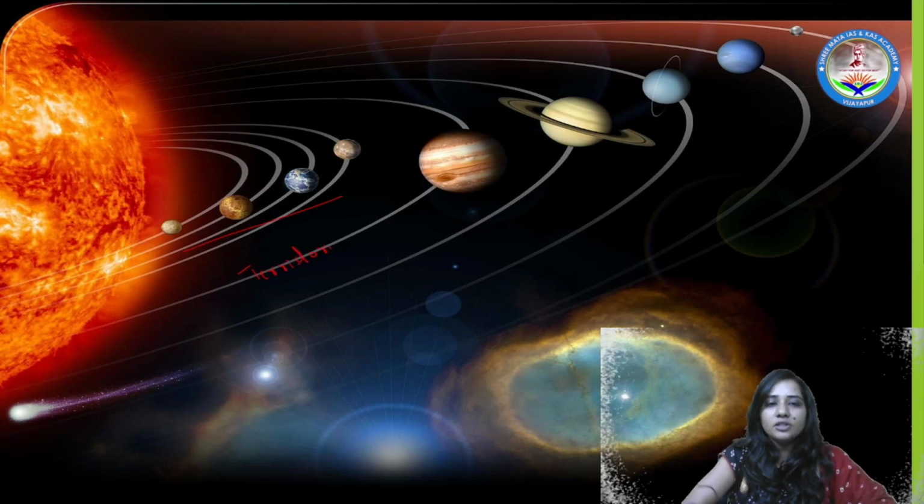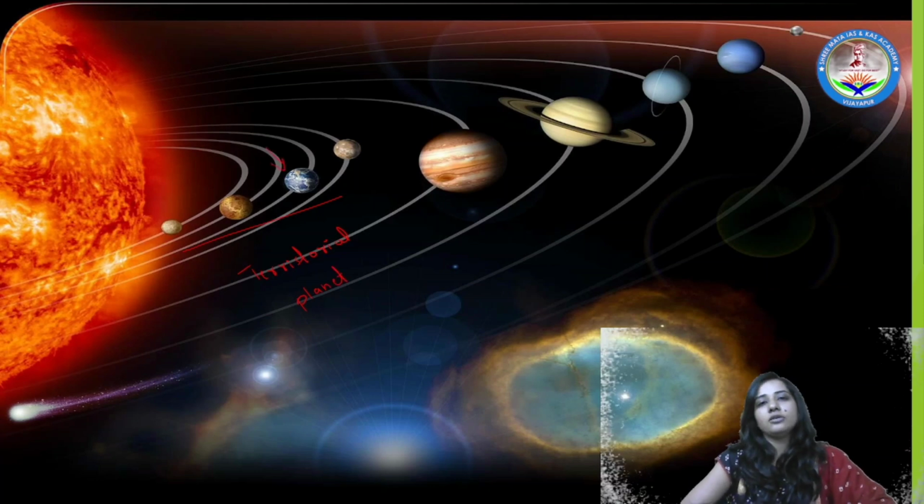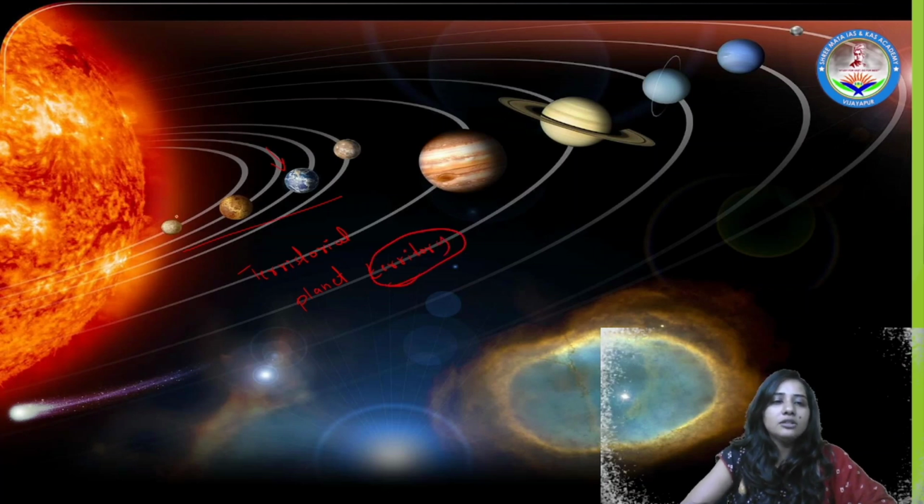Why do we call them terrestrial planets? The reason behind calling them terrestrial planets is that they are similar in features to Earth. So Earth is called terrestrial. Similarly, we refer to the other 3 planets as terrestrial planets.